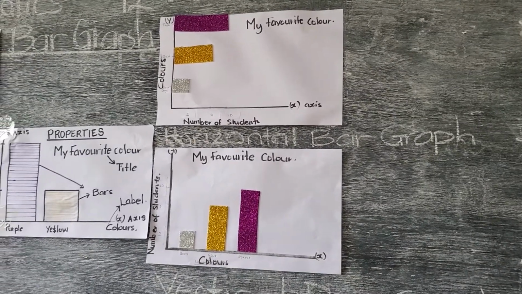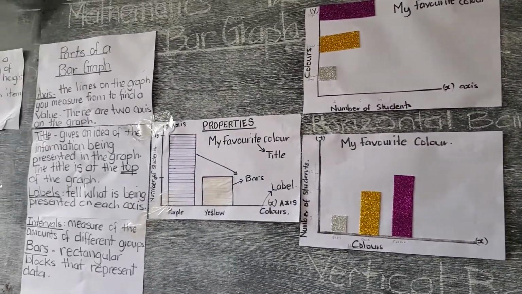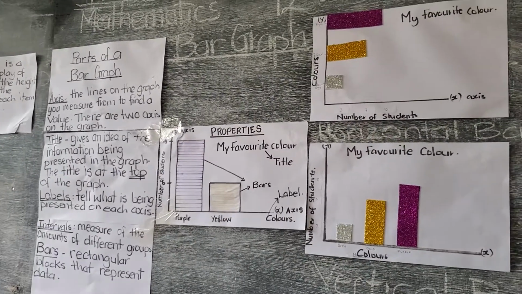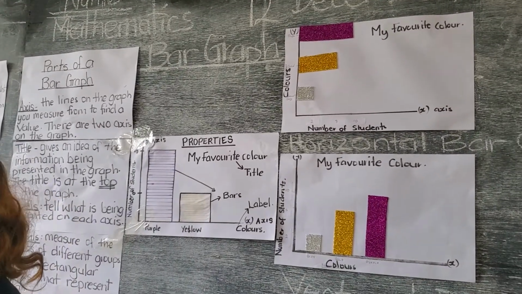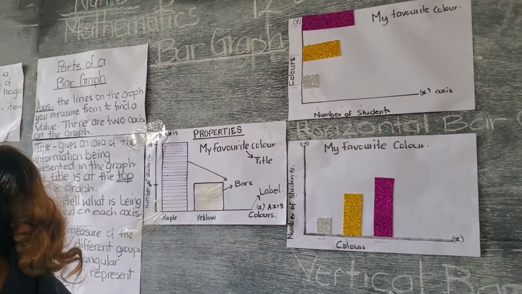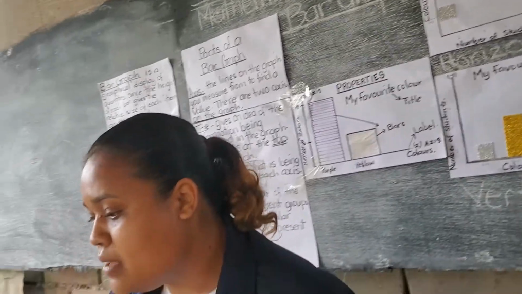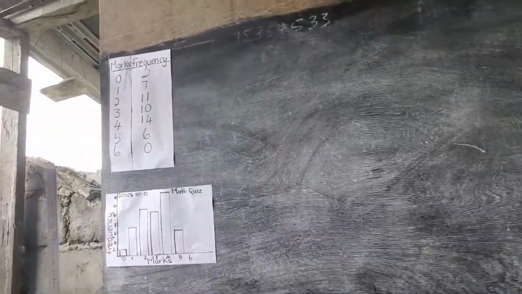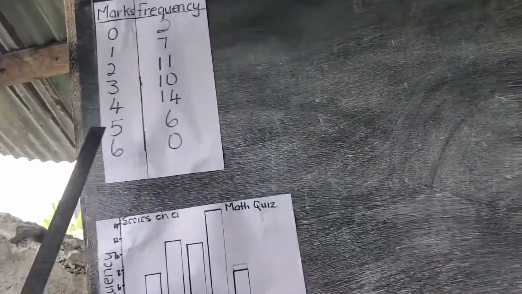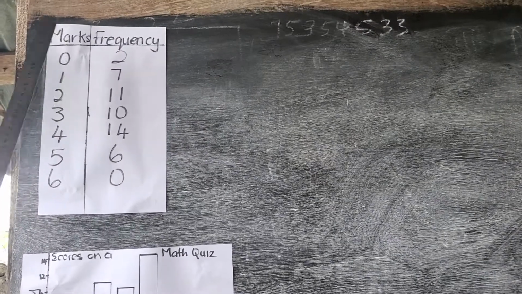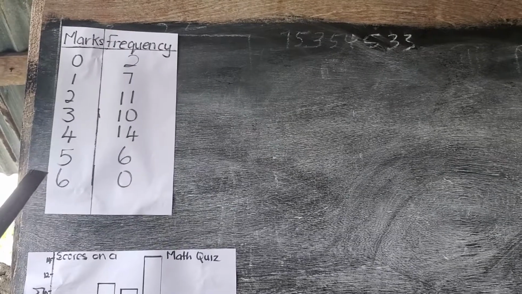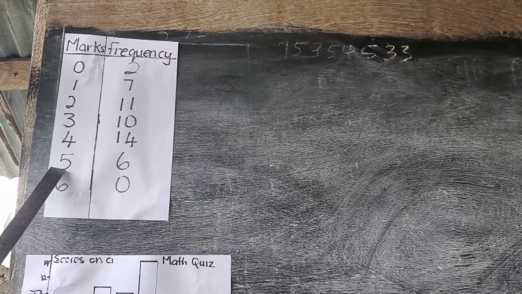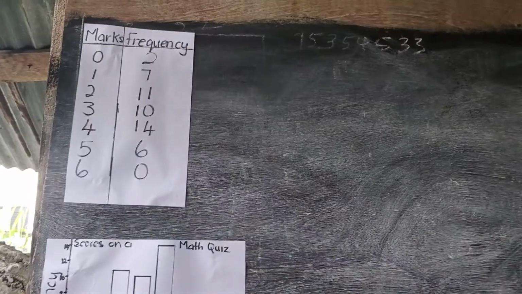Alright, now I have an example here that I'm going to work for you on the board. Now let me just read the question for you and then we'll get straight into it. It says the following scores were obtained by a group of students in grade 7 on a mathematical quiz out of 6. So the highest mark any student could have gotten is 6. So we have to put 0 because that's an option. 1, 2, 3, 4, 5, 6. All right.